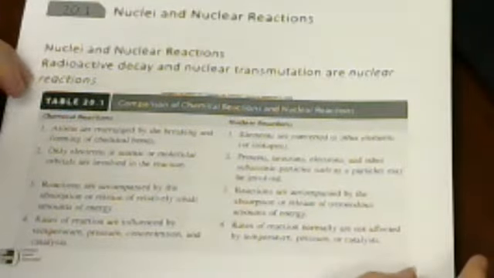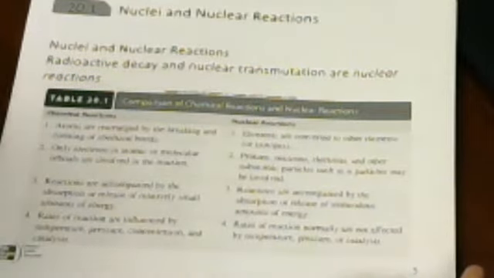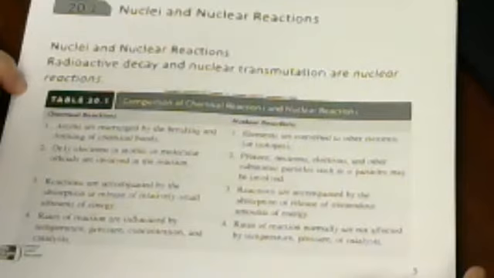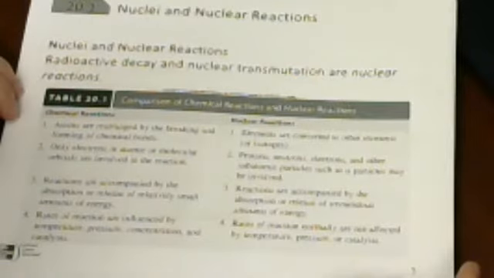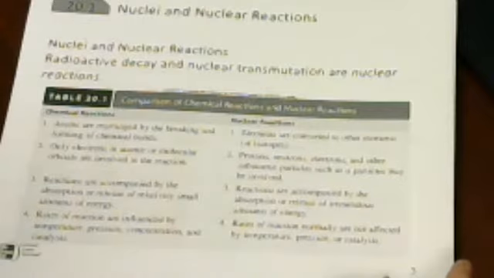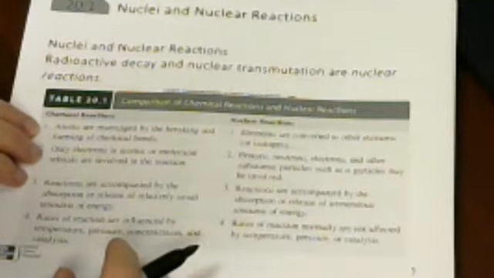Okay, so let's talk about nuclear reactions here. Let's talk about the difference, first of all, between regular chemical reactions that we've talked about up to this point and nuclear reactions that we're going to talk about in this chapter. This is in your textbook on page 916. There's a table at the bottom that is very blurry on my screen here, but in your textbook, it's very clear.